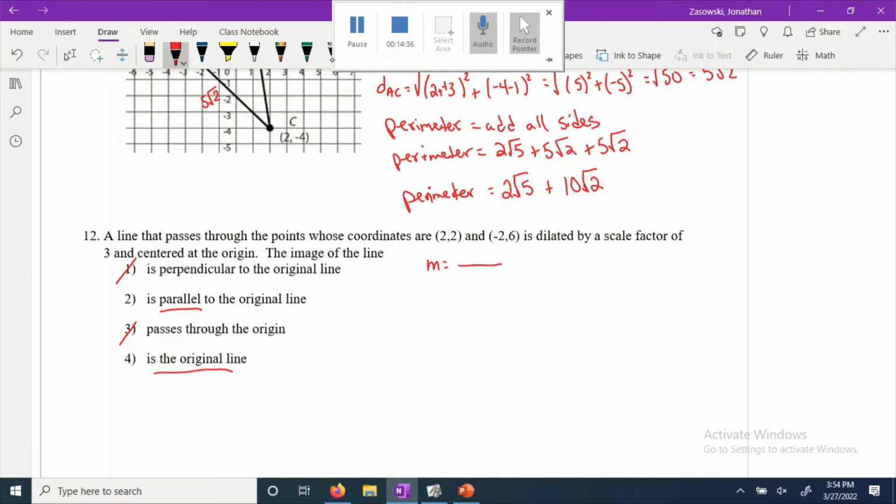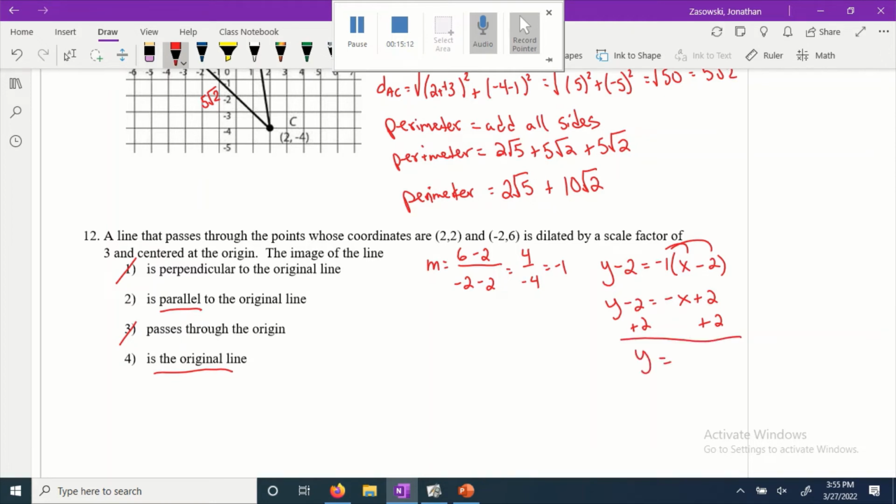So if we do slope, it's y2, 6, minus y1 is 2, and then negative 2 minus x1, which is 2, and we're going to get 4 over negative 4, which is negative 1. And then when we plug into our point slope form, it's y minus, and we'll use this 2 here, y minus 2 is equal to negative 1 times x minus 2. So if we distribute the negative 1 through, y minus 2 is equal to negative x plus 2. And then when we add the 2 to both sides to solve for y, we're going to get y equals negative x plus 4.